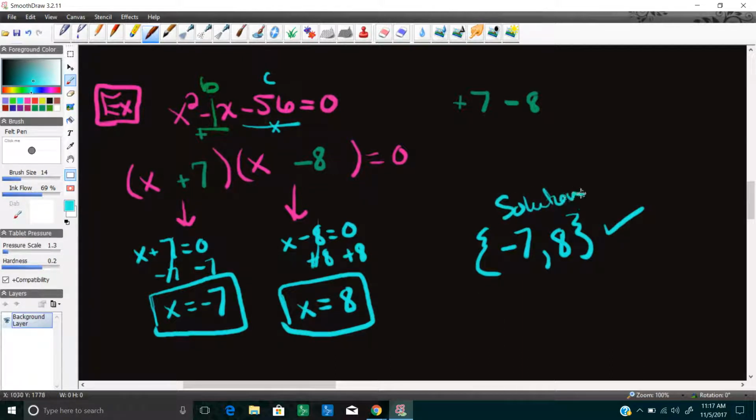Solution. And then this is the factored form. This piece right here. Okay. All right, let's do one more, maybe two.